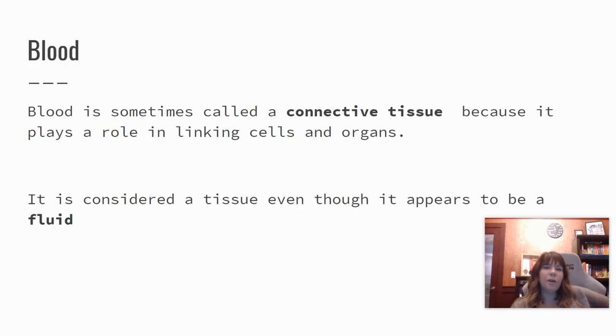So, let's start with blood. What is it? What does it do? We kind of know those things. But essentially, blood is sometimes what we call connective tissue, and that is simply because when blood is running around your body, it's linking your cells and your organs together. When you think of tissue, like skin, or the tissue that covers your organs, you think of something more solid. But blood is still considered a tissue, even though it is a fluid, which is really interesting.